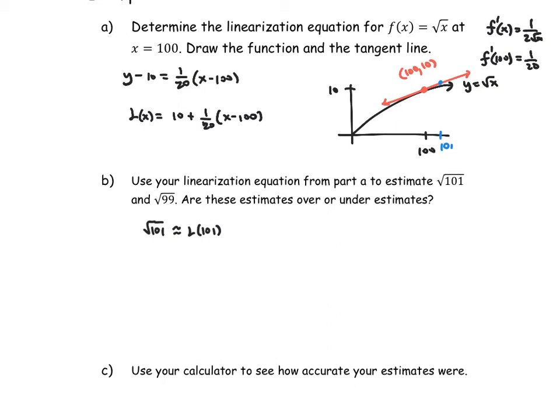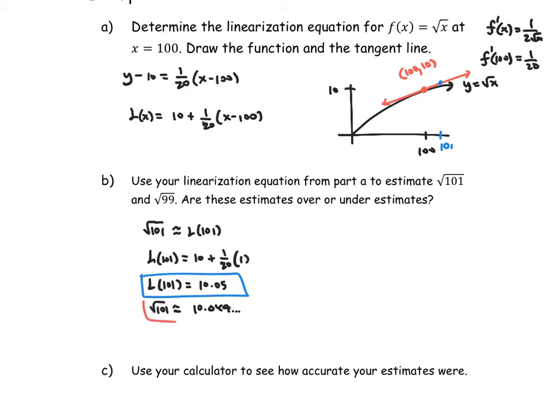So let's finish it up here. Let's find L of 101. That would be equal to 10 plus 1/20th of 101 minus 100, which is 1. So L of 101, our tangent line approximation using this linearization method, would be 10.05. When I use my calculator, the square root of 101 comes out to be 10.049 and some change. So you can see how dang close that is. This was my approximation, and this is my actual.